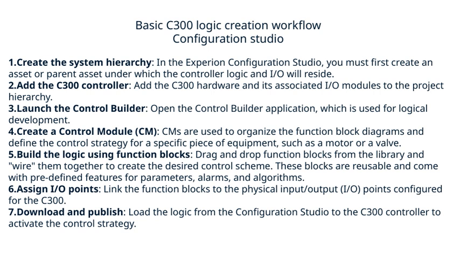The next step is to assign I/O points. You connect your function blocks to the physical input and output points that you've configured for the C300. This links your software logic directly to the hardware signals. Finally, you'll download and publish your logic. This means loading the control strategy from the Configuration Studio into the C300 controller, activating your control scheme so it can operate in real time.